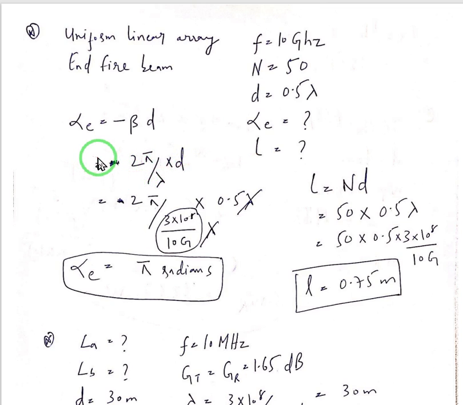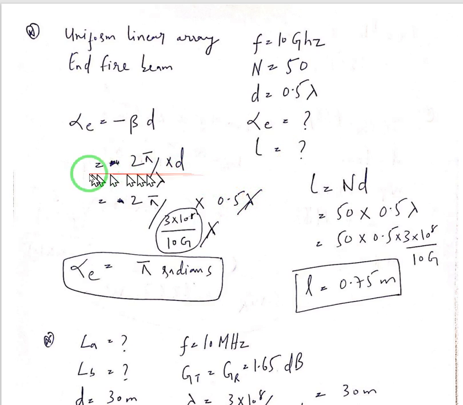First, for the excitation phase, we have the formula that is minus beta d. Here beta is equal to 2 pi by lambda. We don't have lambda, so we have to calculate it from the frequency, that is 10 gigahertz. Lambda will be C by F. You directly put in the value as C by F. Then multiply by d, which is given as 0.5 lambda.